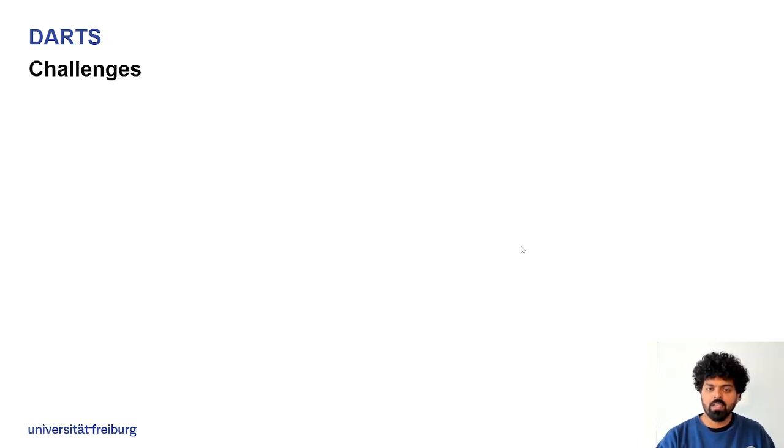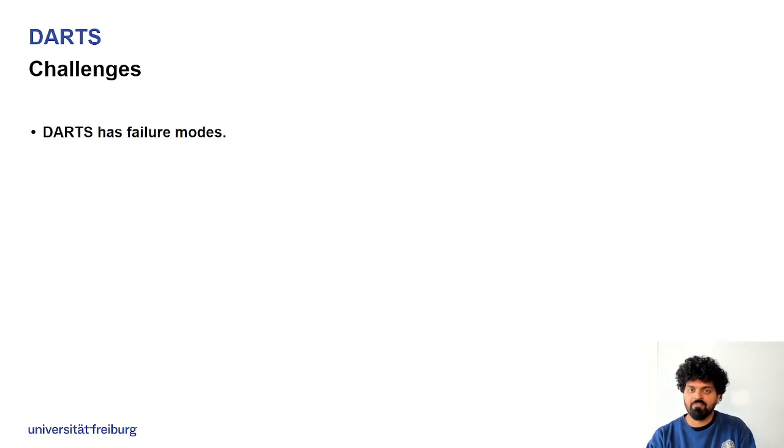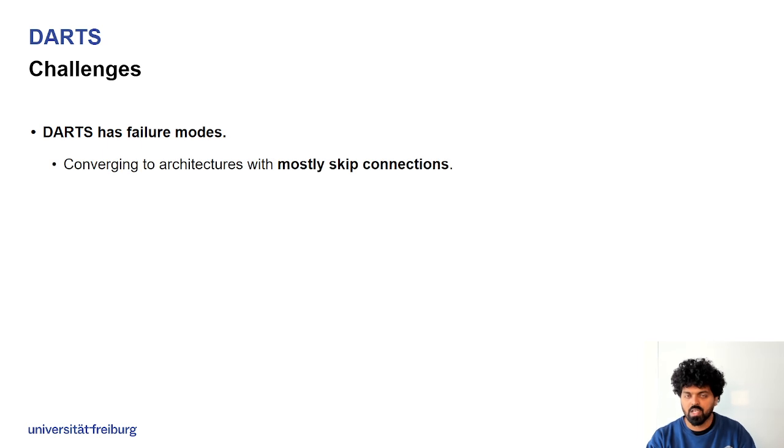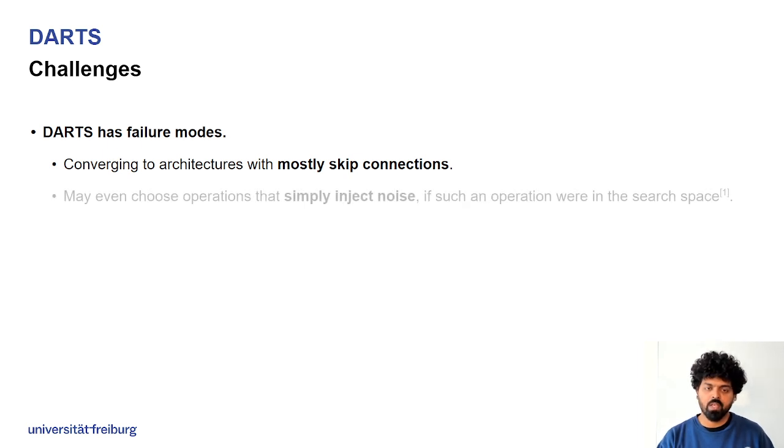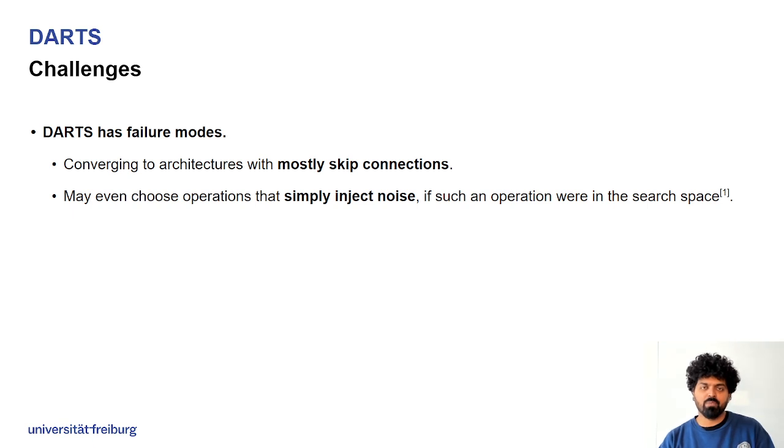However, it does have a few challenges. It has failure modes. The discovered architectures may have too many skip connections, meaning there are very few learnable parameters in the model. It's also been shown that DARTS might even pick operations which simply inject noise if such operations were present in the search space.